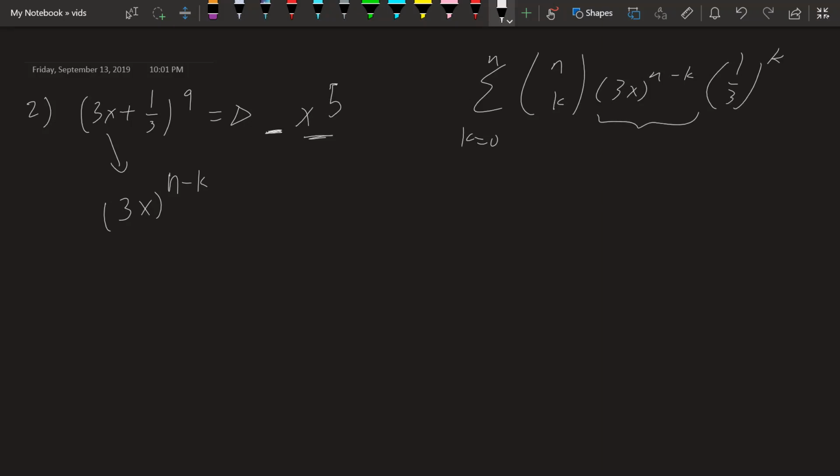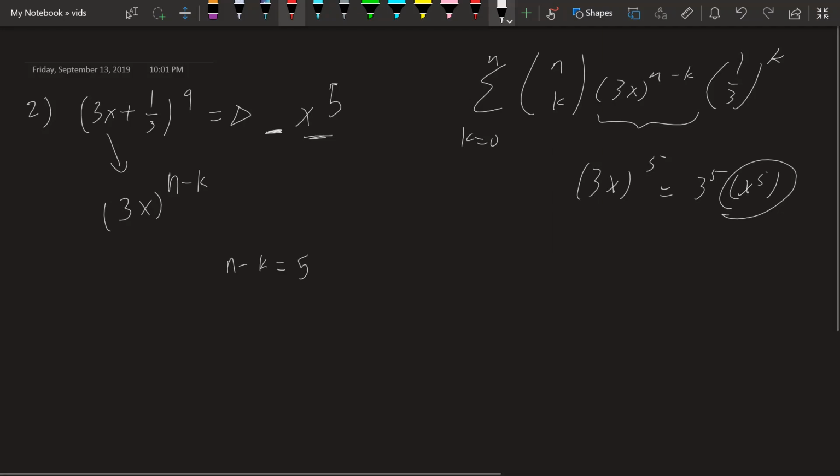This is supposed to give you 3x raised to the power of 5, right? Because this will give you 3 to the power of 5 multiplied by x to the power of 5, and this is what we want. So that just means that n minus k is supposed to be equal to 5. n is given in the question, n is just the exponent, which is 9. So in this case, k equals 4.